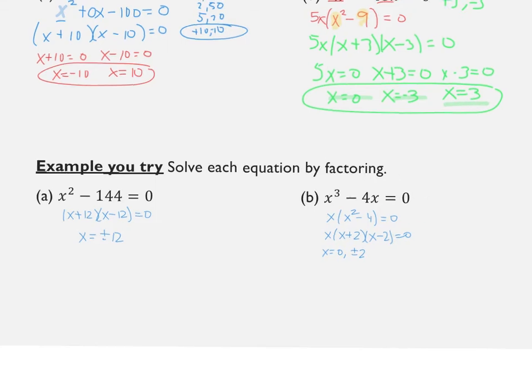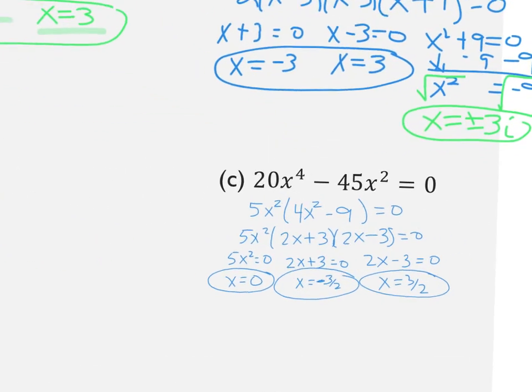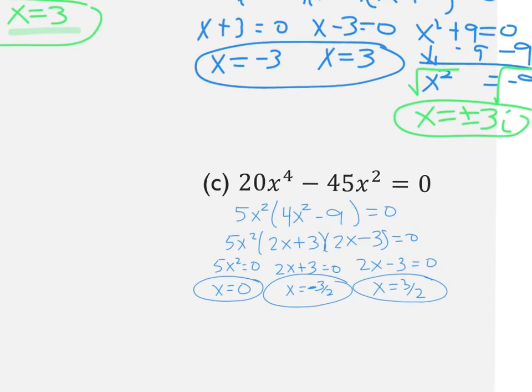Now, the one that was kind of tricky was letter C. So hopefully you recognized the greatest common factor was 5x squared. And the result, 4x squared minus 9, is actually two perfect squares. So we can factor that as 2x plus 3 and 2x minus 3. That is where we get these solutions, negative 3 halves and positive 3 halves.